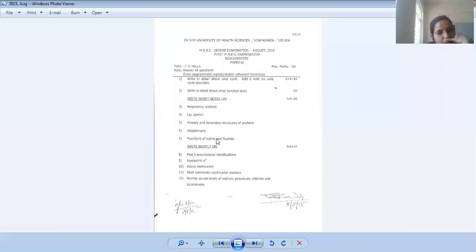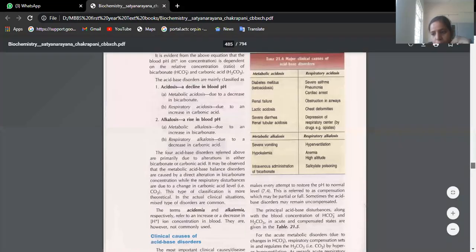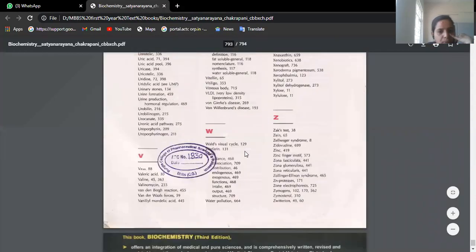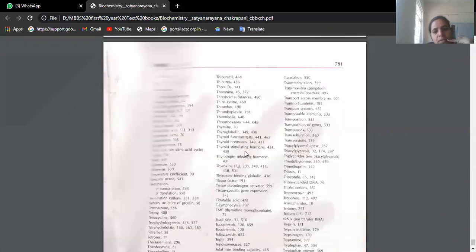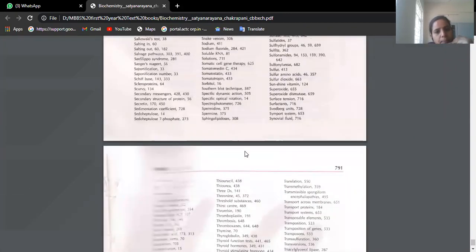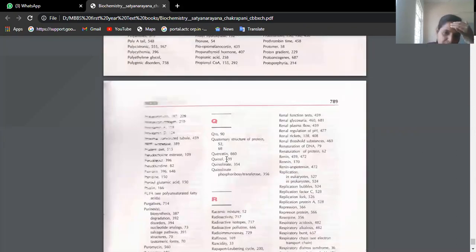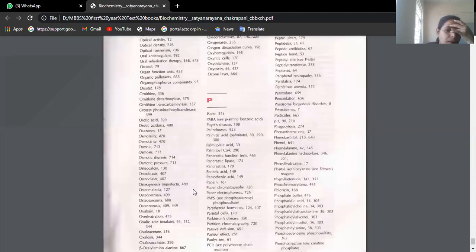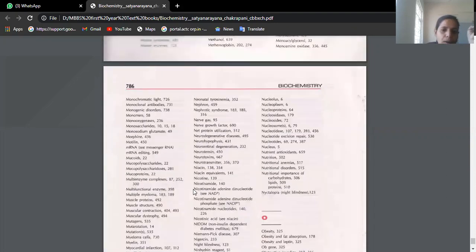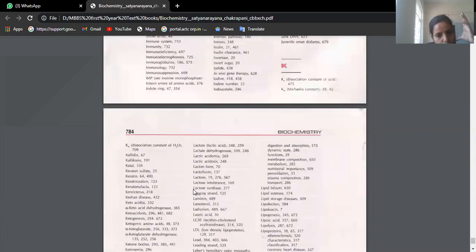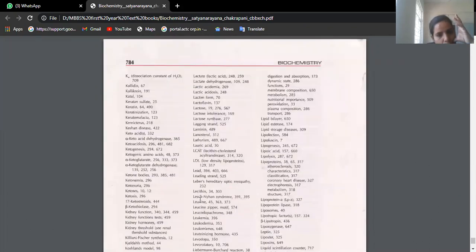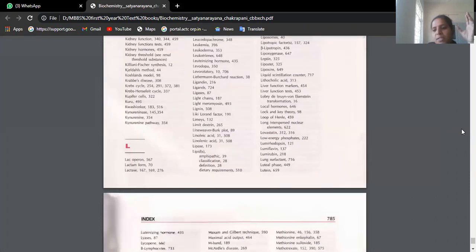Then there is a question called lac operon, beta. I need to go from the cover page only. This is a hypothesis which is analyzed in bacteria. Yeah, page 567.